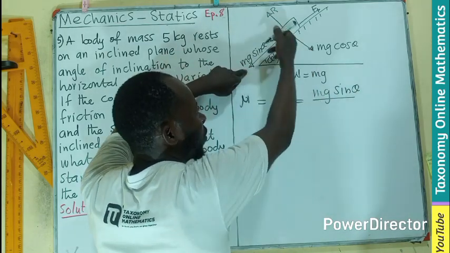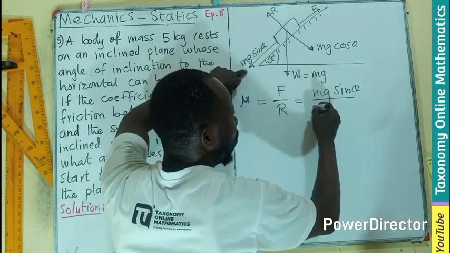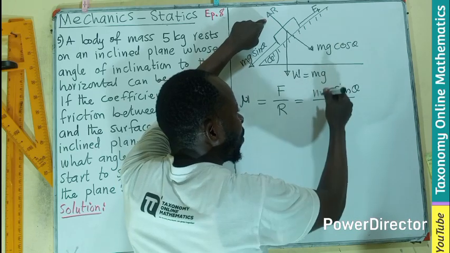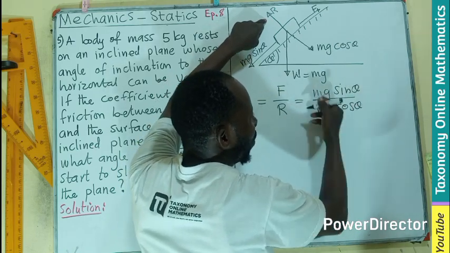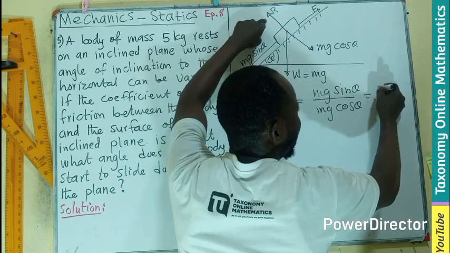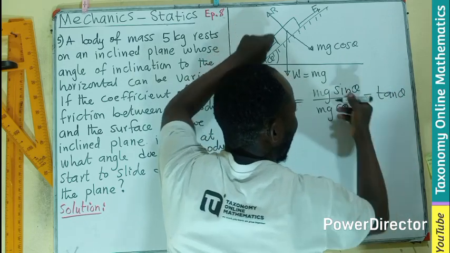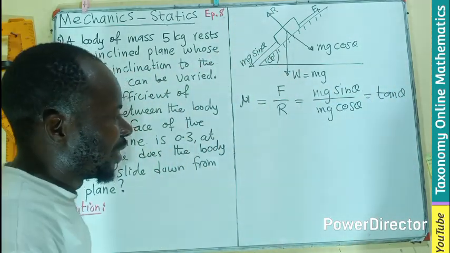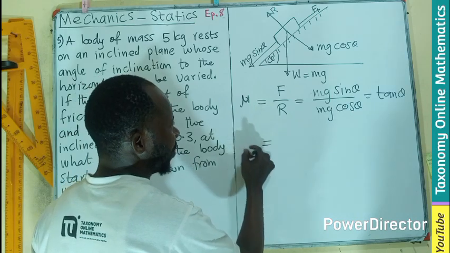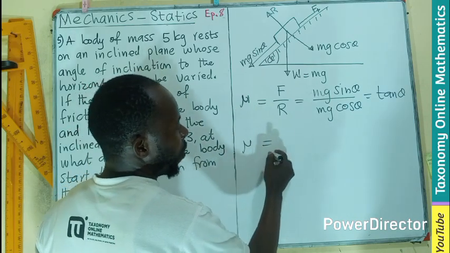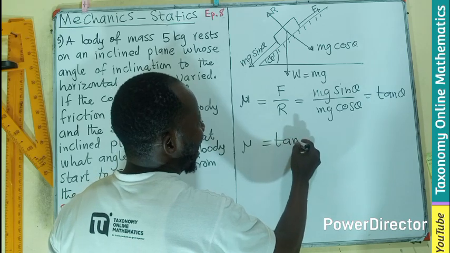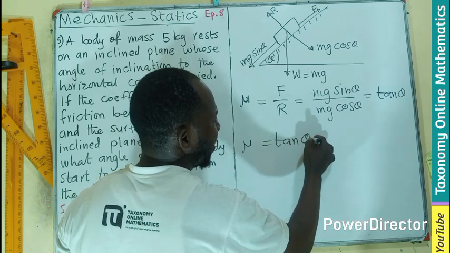Then the force perpendicular to the surface will be the normal reaction, equal to mg cos theta. You know mg will cancel, and you will be left with tan theta as the ratio for that. So I am just going to say my coefficient of friction will be equal to the tan of the angle, which is theta.